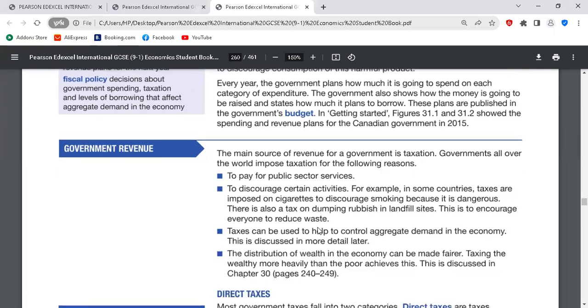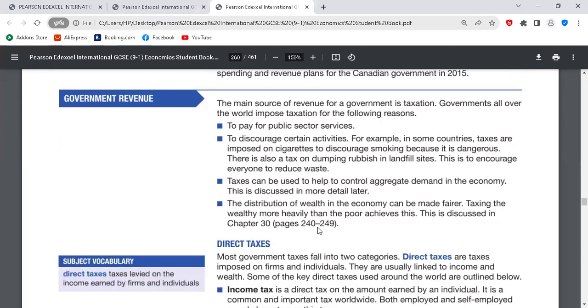Government revenue. The main source of revenue for a government is taxation. Governments all over the world impose taxation for the following reasons. Why do governments impose taxes? Number one, to pay for public sector services, to finance public services. Two, to discourage certain activities, especially those that bring about social costs. Government wants to discourage it, to reduce it. Taxes can also be used to help control aggregate demand in the economy.